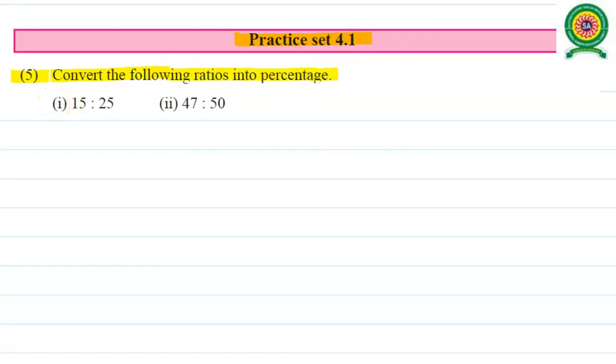So keep in mind, while converting any number in terms of percentage, we have to multiply the given number by 100, and while converting any percentage in terms of number, we have to divide it by 100. Keep in mind, that means ultimately we have to multiply by 1 upon 100.